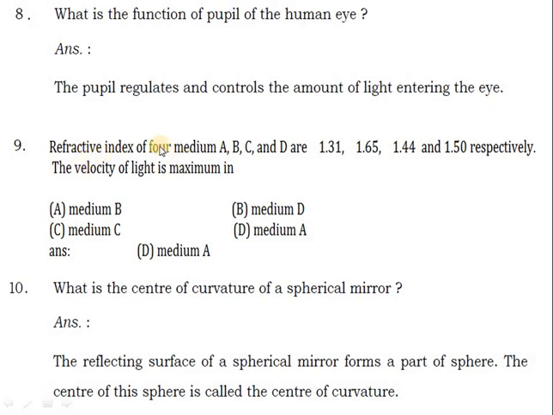So next, refractive index of 4 medium A, B, C and D are 1.31, 1.65, 1.44 and 1.50 respectively. Velocity of light is maximum. Here, the light travels maximum speed in rarer medium compared to denser medium. Among the 4 mediums, the refractive index of A is 1.31, that is, it is the rarer medium. So light travels faster in medium A. Option is D.